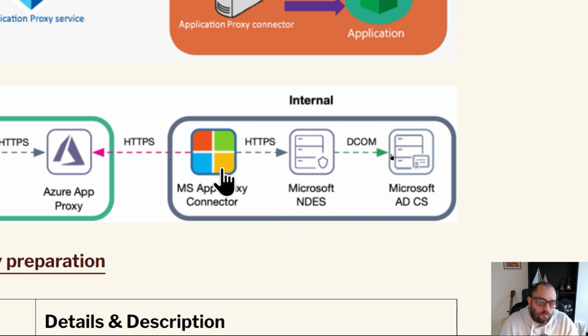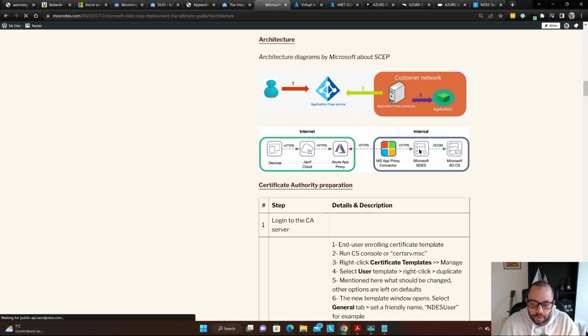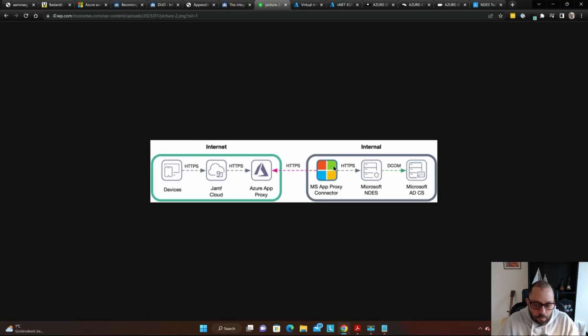Again, it's highly preferable to place the connector as close as your node. So if your NDES is deployed on-prem, then please put the connector machine also on-prem. If you have the NDES on the cloud for any reason, then again place the connector close to it, which means that you should also deploy the connector machine on the cloud, right?